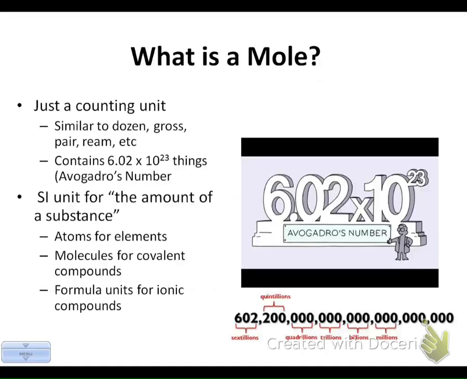Well, the mole also means a number. It means 6.02 times 10 to the 23rd, and we call that Avogadro's number. The mole is the SI unit for how much of a substance we have present. So for elements, that unit will be atoms. For compounds, especially covalent ones, it's molecules. And for ionic compounds that are in a lattice, formula units is what we will be counting.